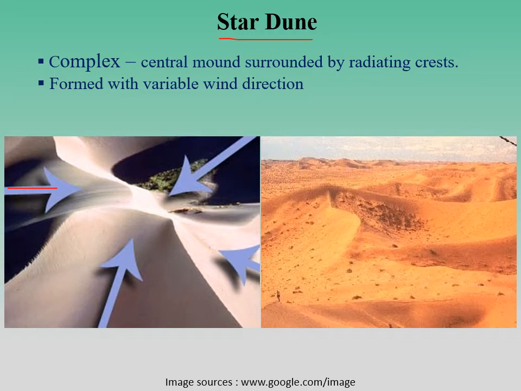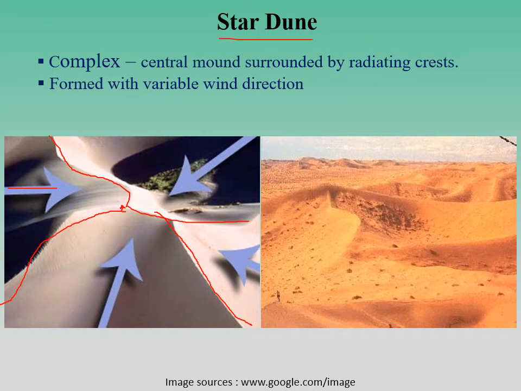Now, from top, you can see that the crest lines are often found to be diverging from a common point. So you can see that from this point, this crest line goes in this direction, this is going this direction, this crest line goes in this direction. The crest lines appear to be diverging from a common point almost like a star. So from that, these kinds of dunes are named star dunes.